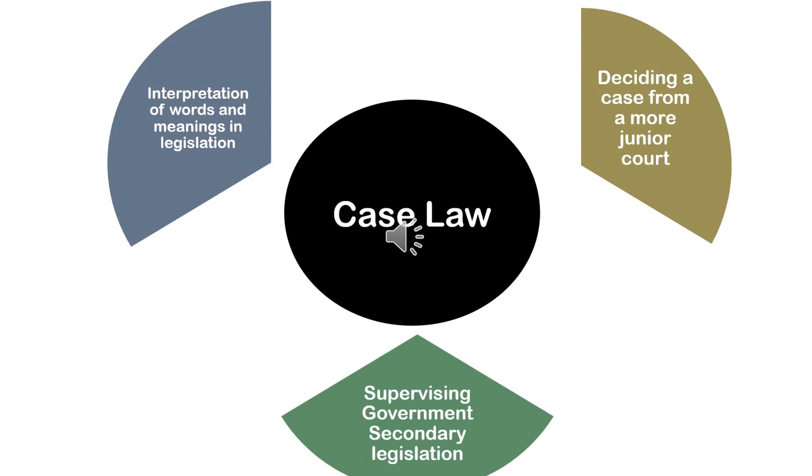What makes up case law includes when judges interpret what words mean in legislation written by Parliament, or they may be deciding directly on a new point of law from a more junior court, so they've got power to make or change that decision because theirs is a more senior court. Or it could be case law about supervising government secondary legislation. This is normally called judicial review. So all these things are case law.